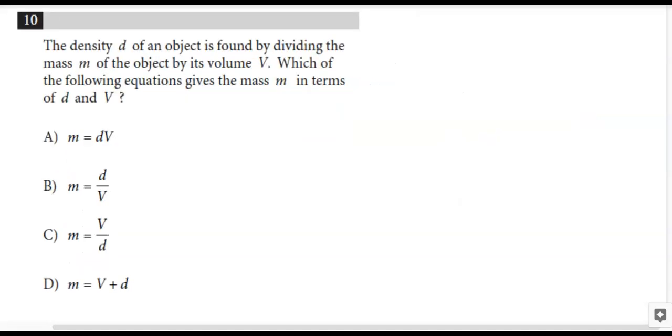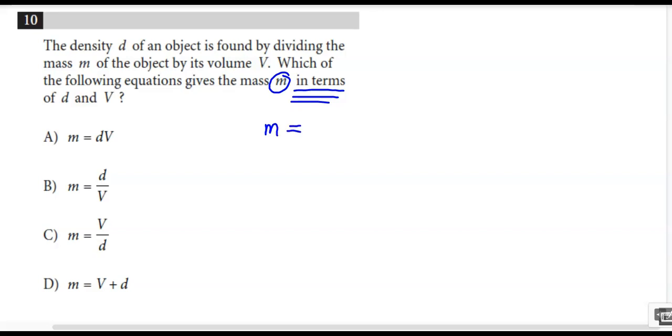All right, number 10, the density D of an object is found by dividing the mass by its volume. Which of the following equations gives the mass in terms of the other two variables? So this is basically manipulating an equation. We're not really solving for anything, but whenever they say m in terms of, that basically means they want us to solve for m. They want us to figure out what m equals.